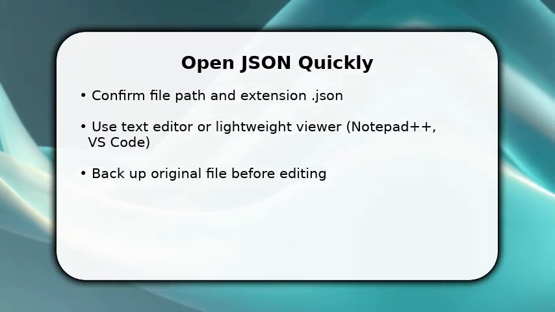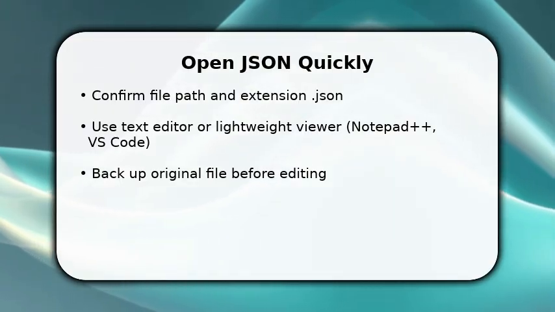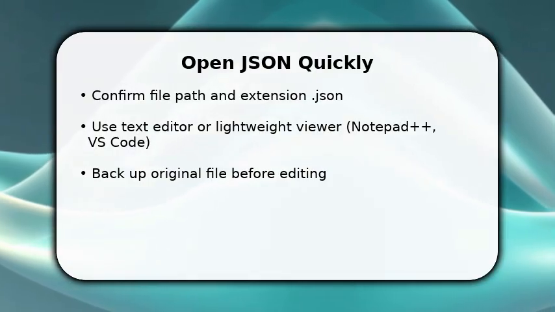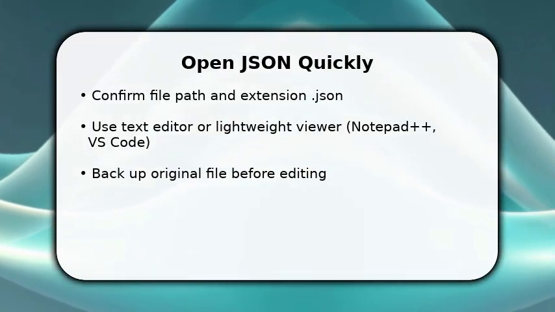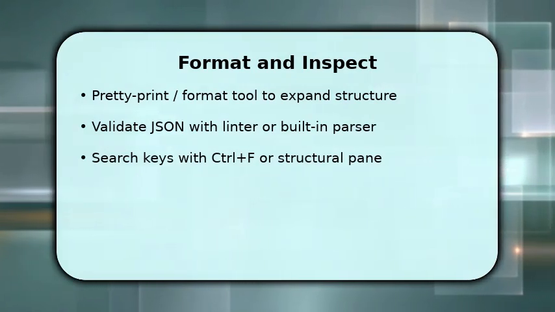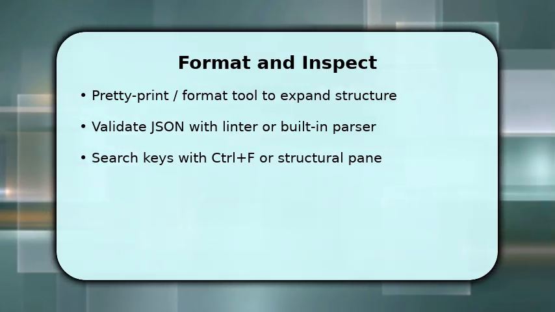Once the file is open, scan the top-level keys to understand the shape. If you need read-only safety, copy the file to a temp folder before proceeding. Now format and inspect the content so you can read meaningfully. Use a pretty print or format command to expand nested objects and arrays. This makes commas and braces obvious.